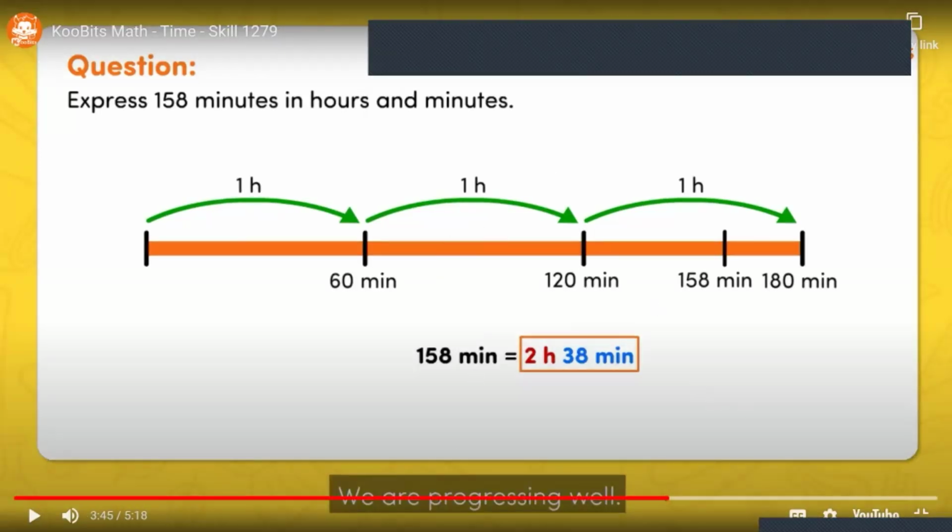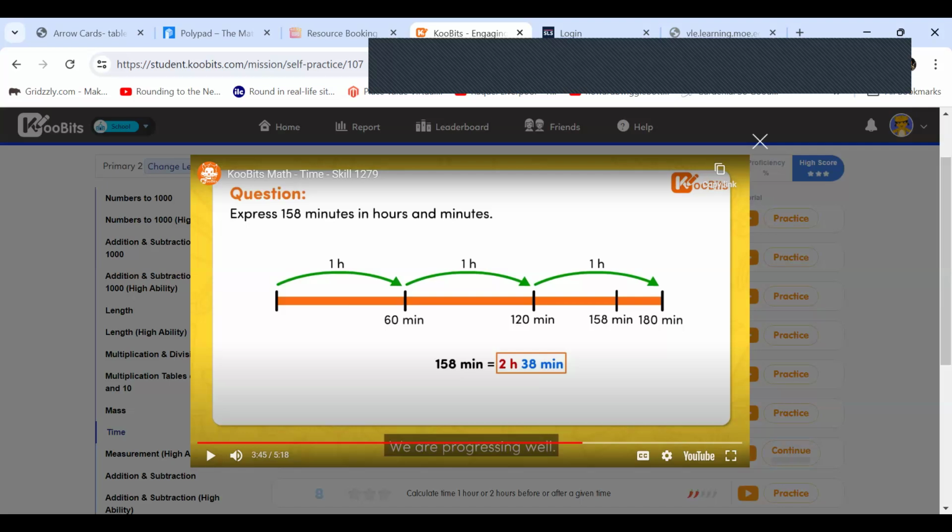Okay, so this is a part on converting minutes to hours and minutes. You can find this video on Qubits. If you don't know how to find it, you go back and watch my YouTube channel. I really show you how to do the conversion. Okay?